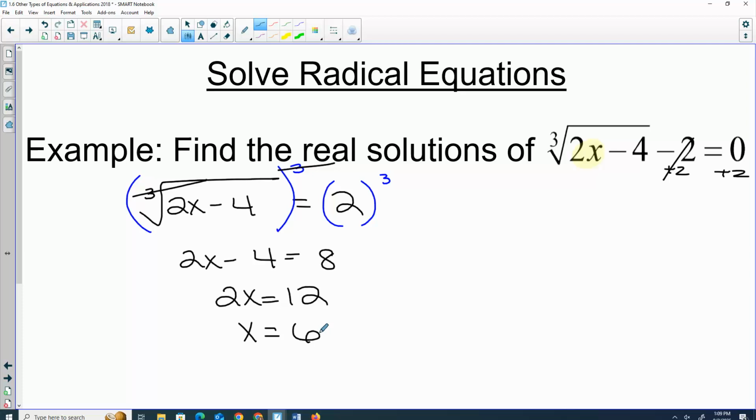What should I do now? Yep, we always want to check, just make sure our answers work. It's not like the fraction problems where we listed out what wouldn't work. So just make sure, plug it back in the original. If you put in the 6, you get the cube root of 8 minus 2 equals 0, and it does.